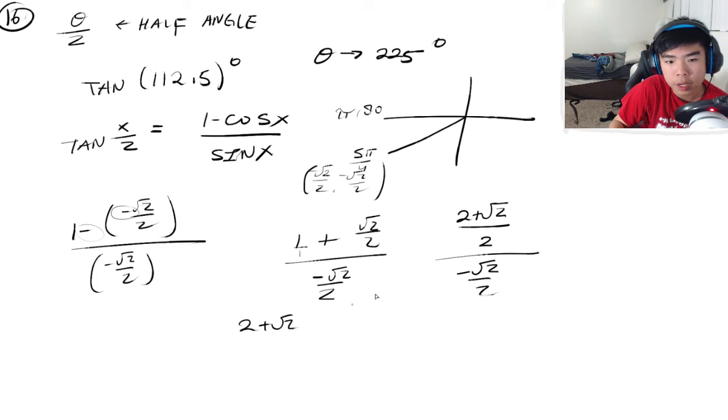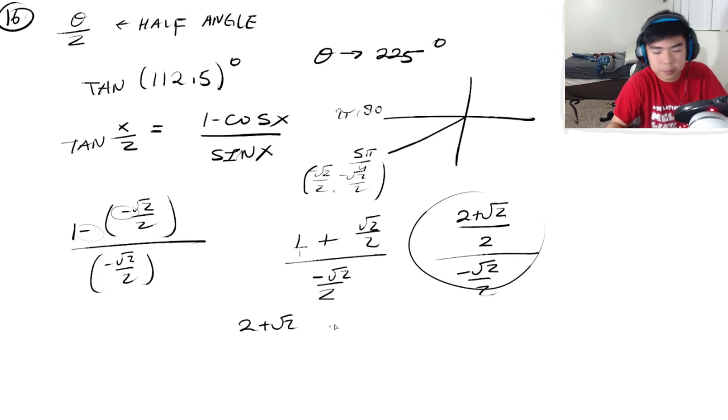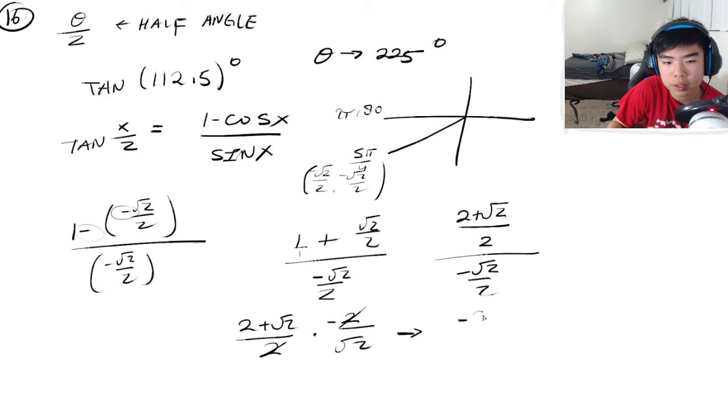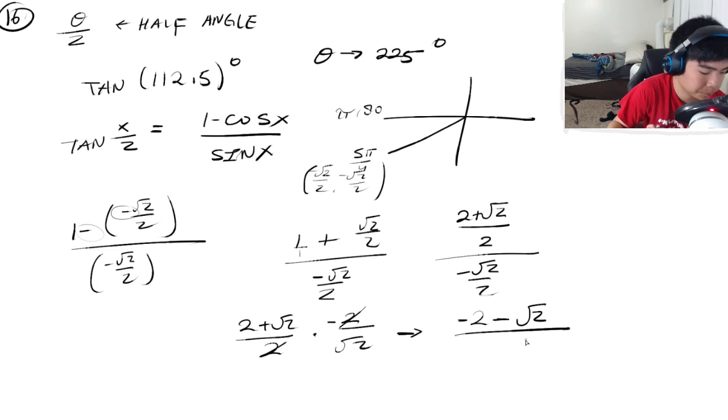So 2 plus rad 2, I'm continuing from here. 2 plus rad 2 over 2 times the negative 2 over rad 2. I'm just going to put the negative on top just so it doesn't confuse me. So we're going to do that, and we're going to get negative 2, because we're multiplying with a negative, and then minus rad 2. That was my mistake. Over rad 2. I forgot that these are two different terms, so you have to put the negative on both.